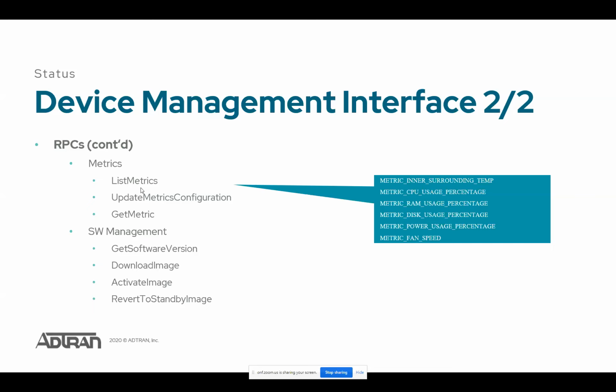And then finally, there's software management. You can query the software versions which are currently running on an OLT. You can download a new image to an OLT. You can activate an image, and you can revert to a formerly activated image with revert to standby image.